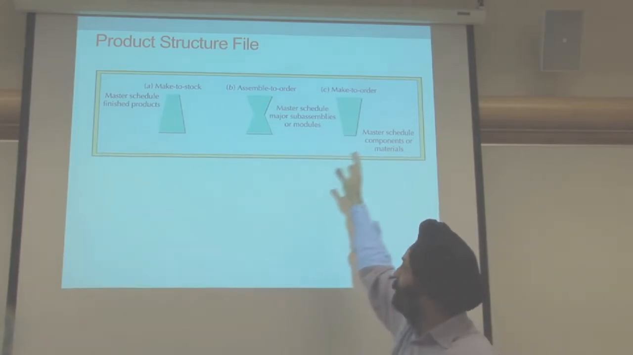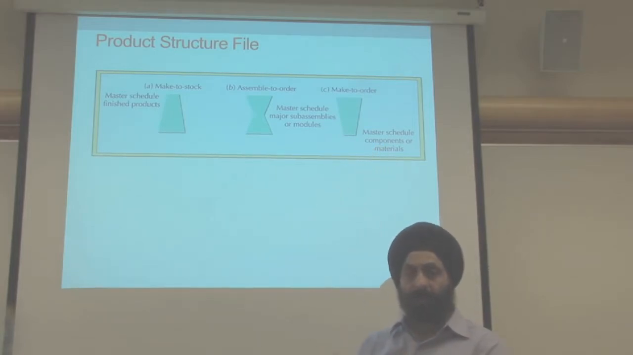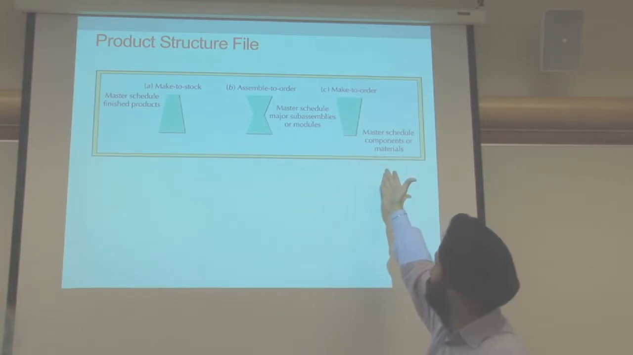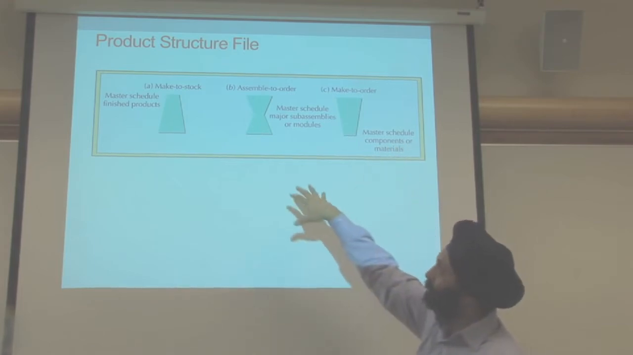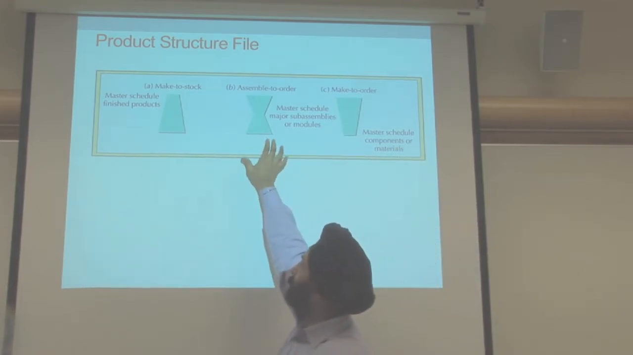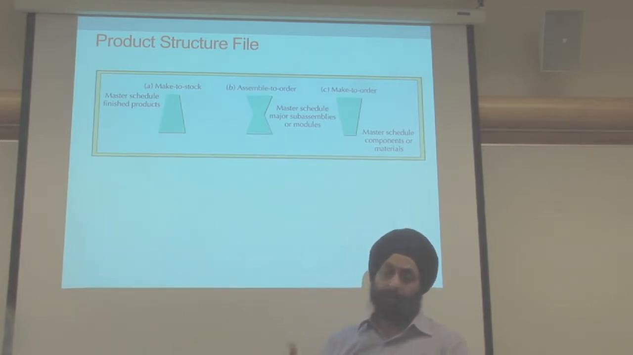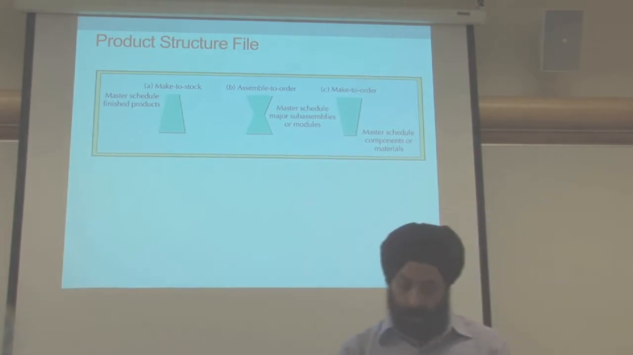So in this case, every single thing that is needed for this product is initiated after the entire production process is initiated after the customer order is received. So this is make to order. So over here, master schedule components or materials is focused on. Whereas over here, you take the raw material, create sub-assemblies or modules, and then you wait for the final demand and then assemble that product to order.